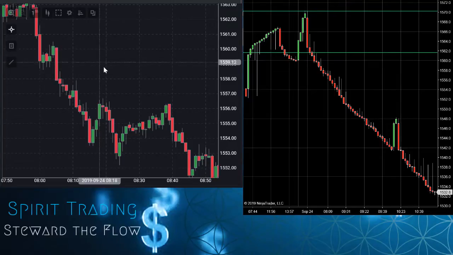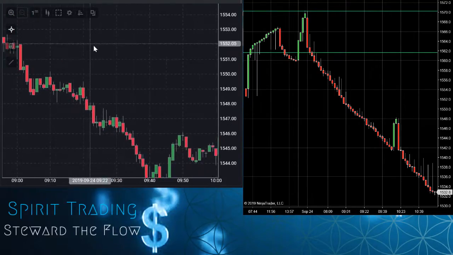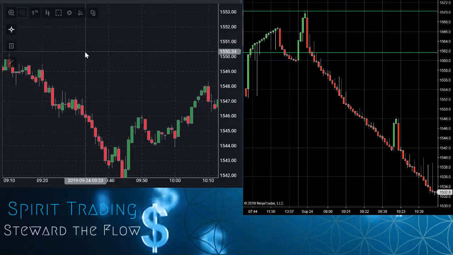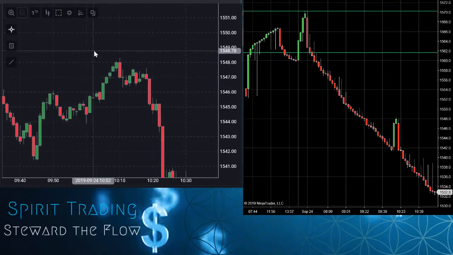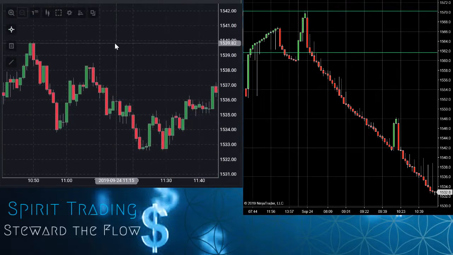Trail, trail, trail, trail. Just trail all the way down.